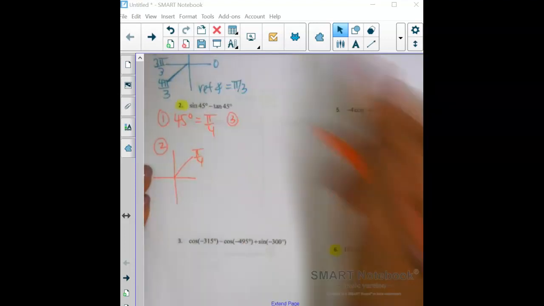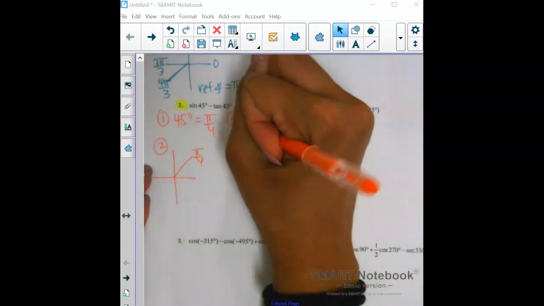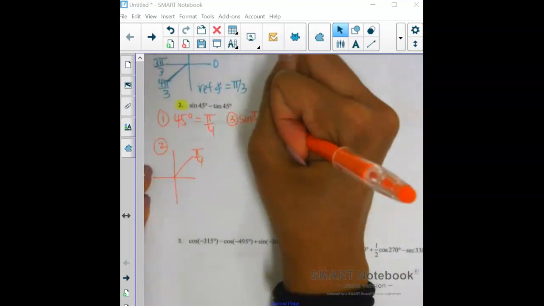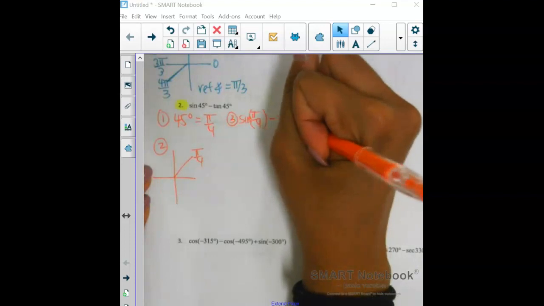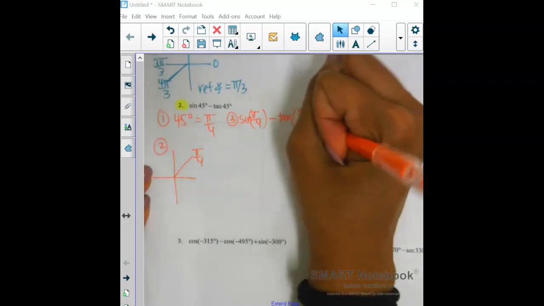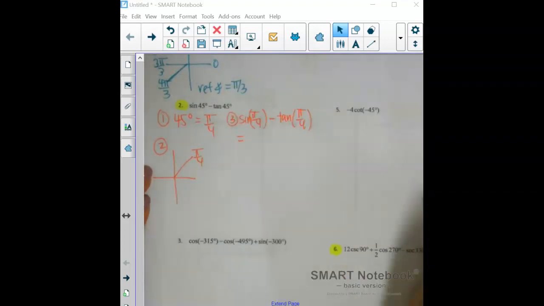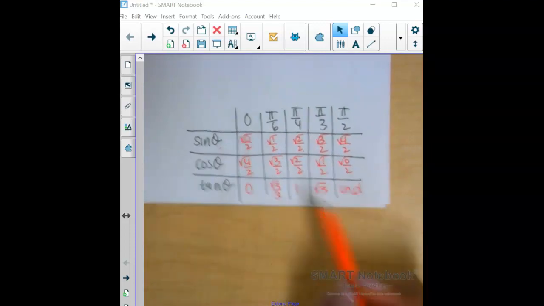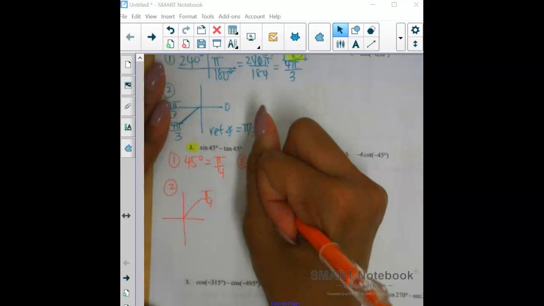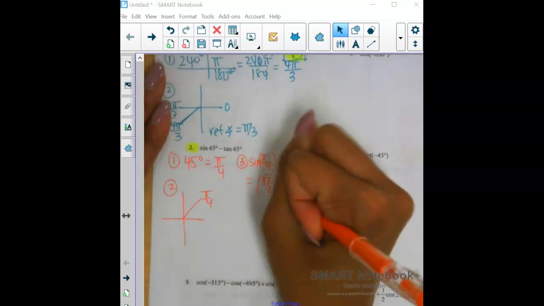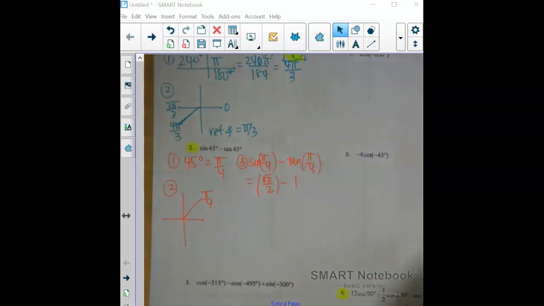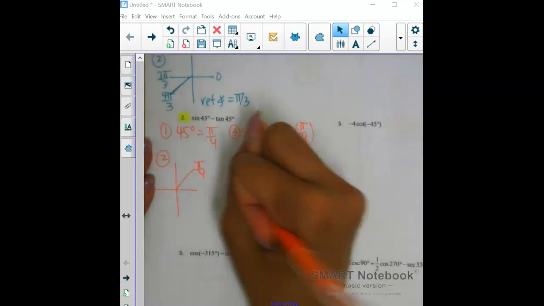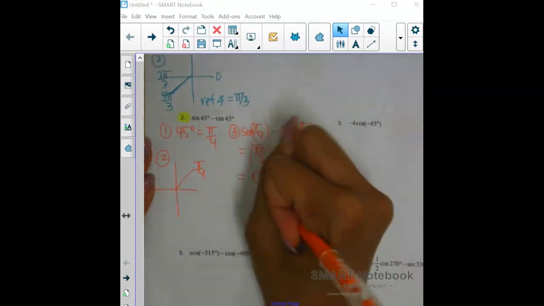So my last step is going to be just finding sine of pi over 4 and subtracting it from tangent of pi over 4. So I'm going to look at my chart and I'm going to copy it down. Sine of pi over 4 is square root 2 over 2. Tangent of pi over 4 is 1. So we're just going to have square root of 2 over 2 minus 1.